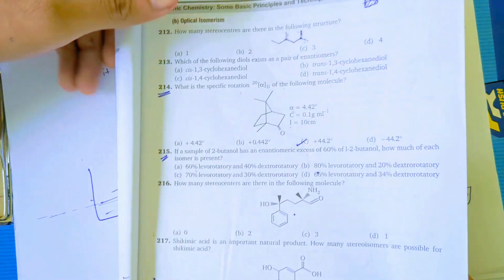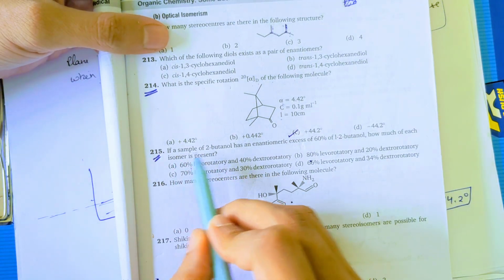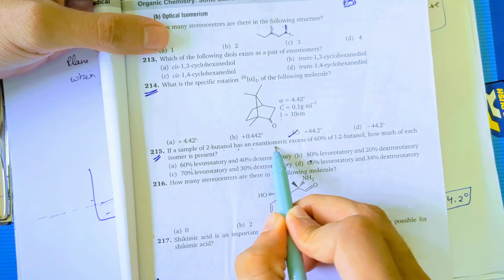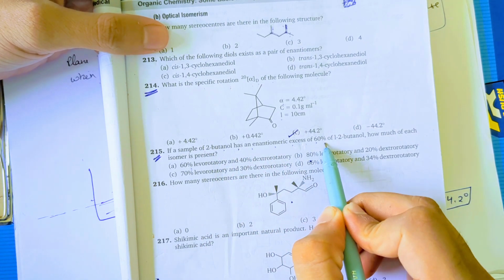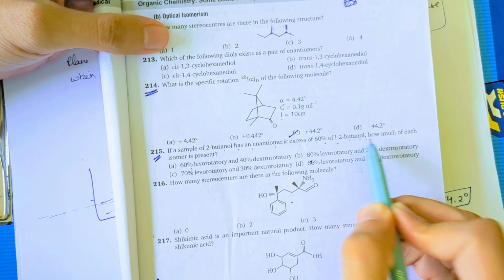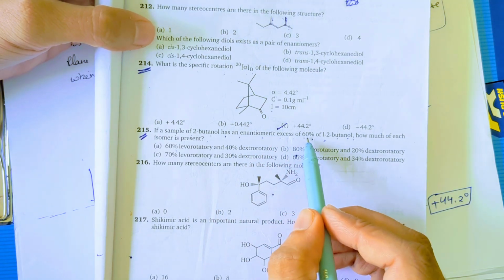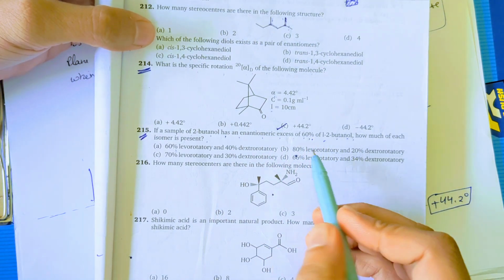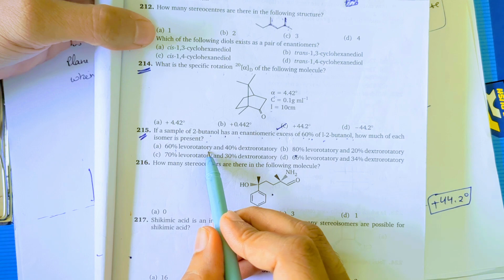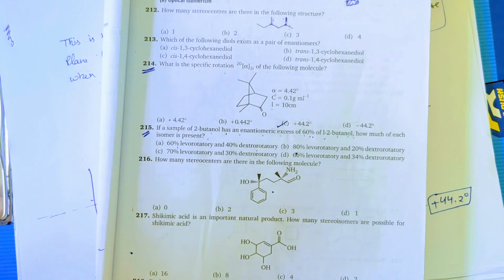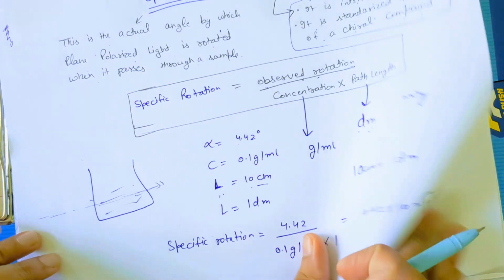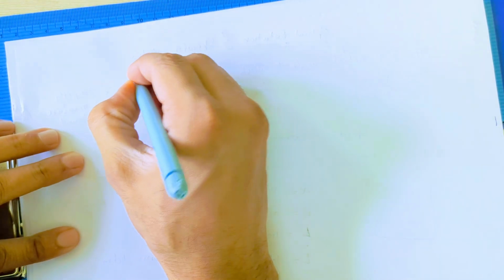Okay, now the next question is: if a sample of 2-butanol has an enantiomeric excess of 60%, how much of each isomer is present? Here the enantiomeric excess is given, and we have to find out the levorotatory and dextrorotatory amounts. Before understanding this, I will give information about these things. What is enantiomeric excess?